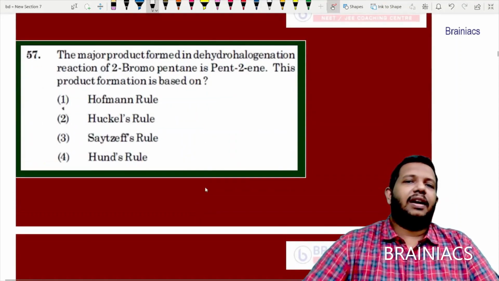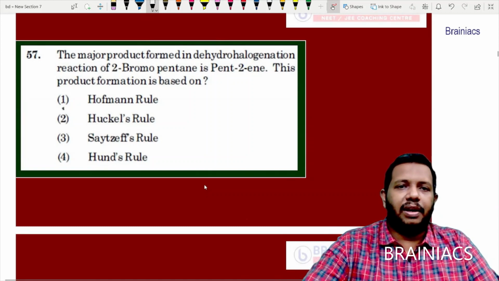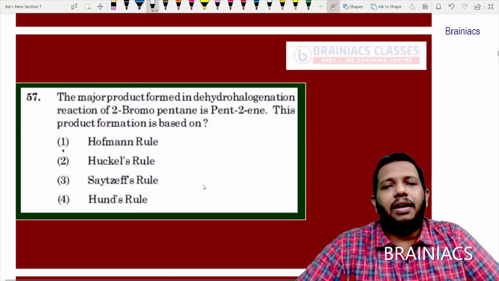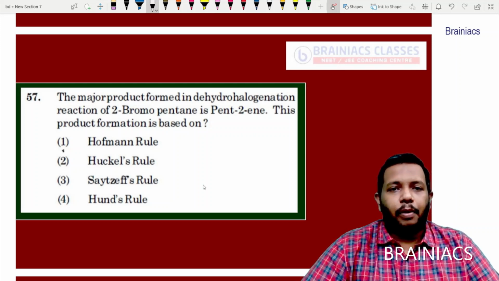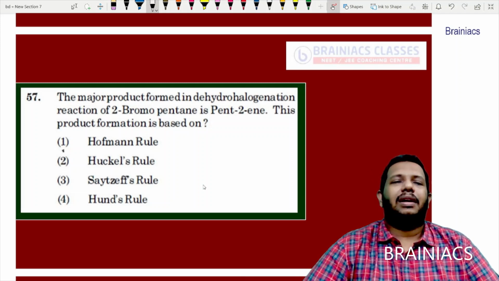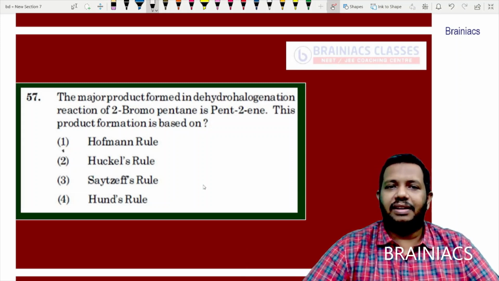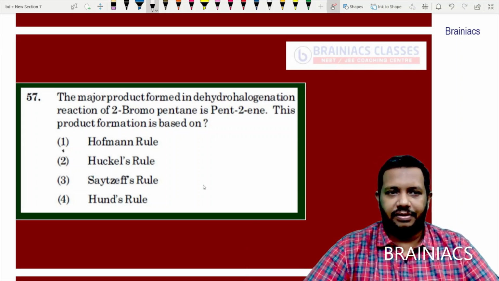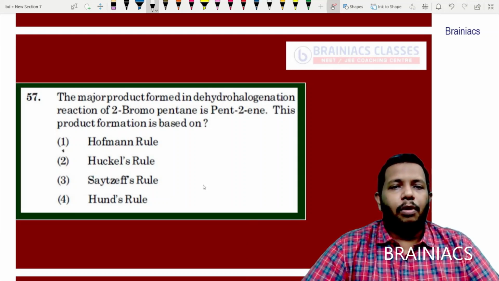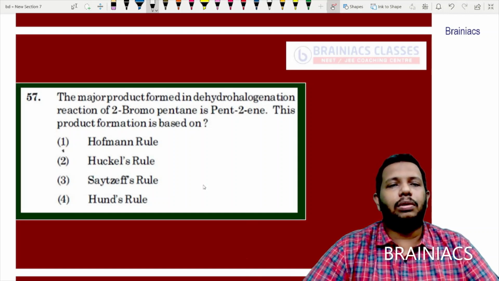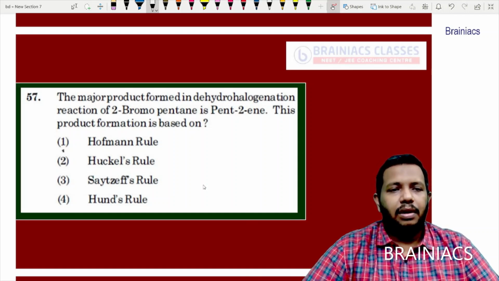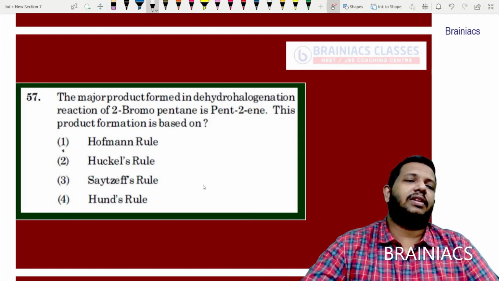Next question, again it's from organic chemistry. I can say this is also from the chapter hydrocarbons. The major product formed in dehydrohalogenation. Since it is dehydrohalogenation, I can say this is from haloalkanes and haloarenes. Of 2-bromopentane is pentene. This product formation is based on which rule? Hofmann's rule, Huckel's rule, Zaitsev rule, or even Hund's rule? That's what they are asking.